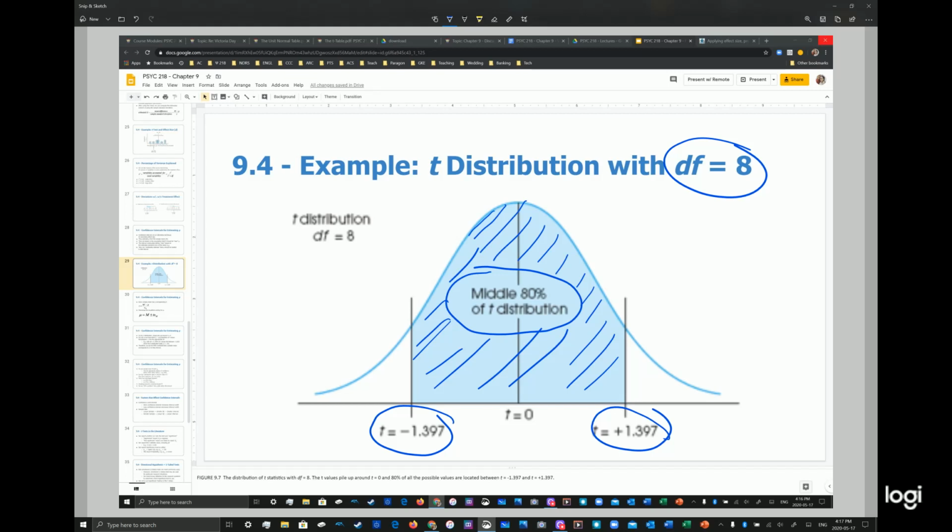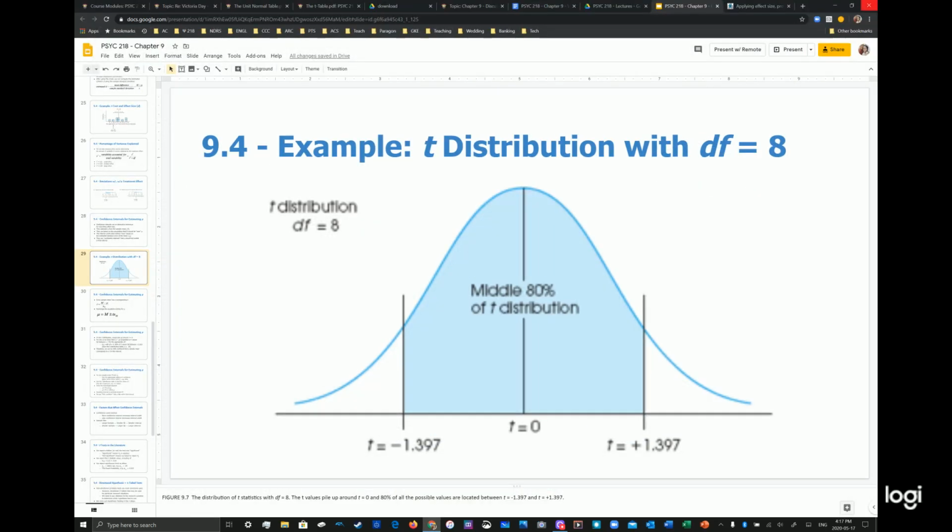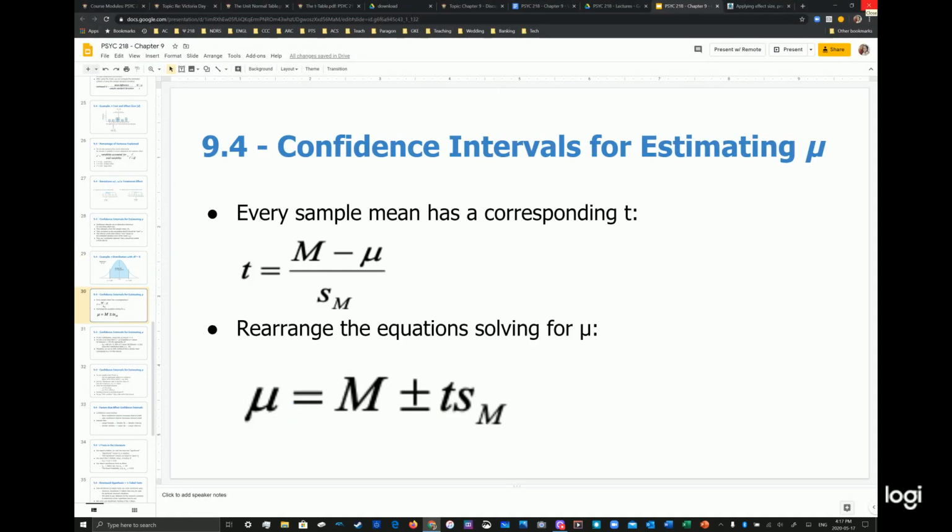So here you see the critical values. For a middle 80%, it would be plus or minus 1.397 when you're looking at a t-distribution with degrees of freedom of 8. That is based on a sample size of 9. So once you've determined this, you can reverse the process and calculate the interval.